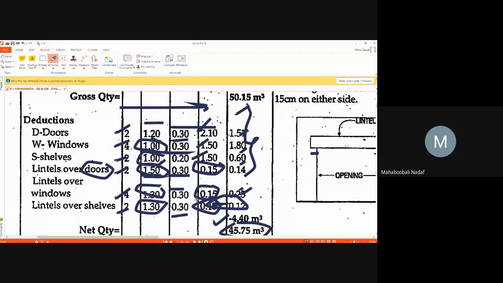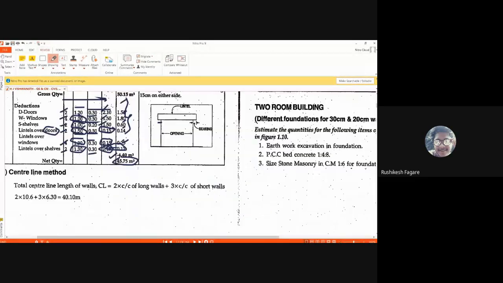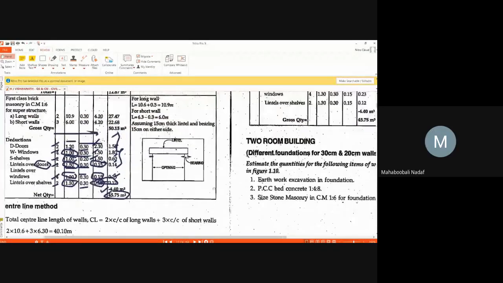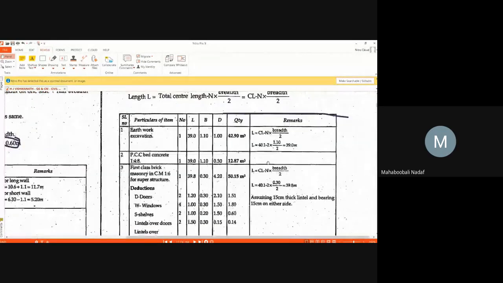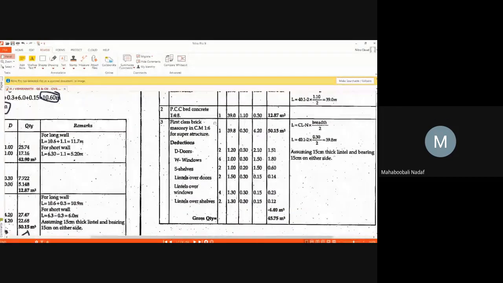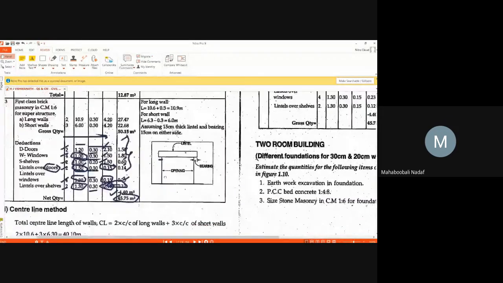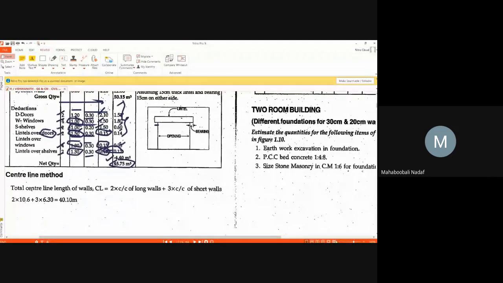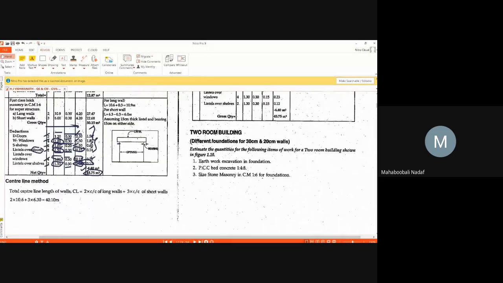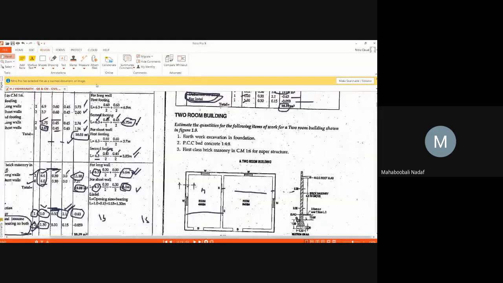Okay. Now the same problem is done using the center line method. When you see the total center line, how are you going to calculate? You need to refer to this diagram again in the plan.